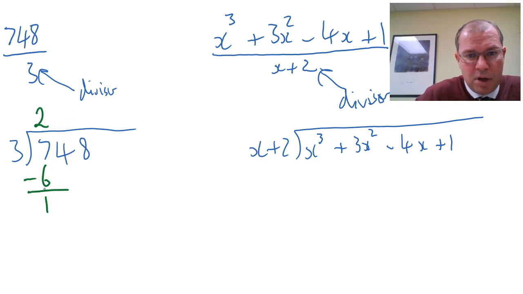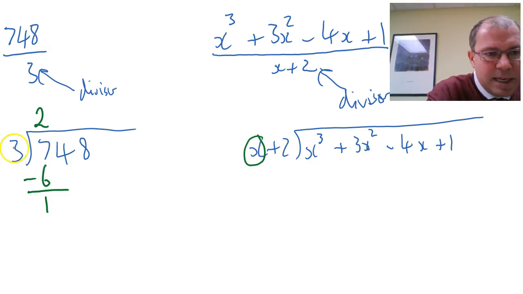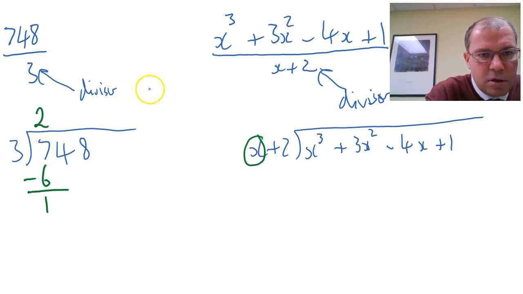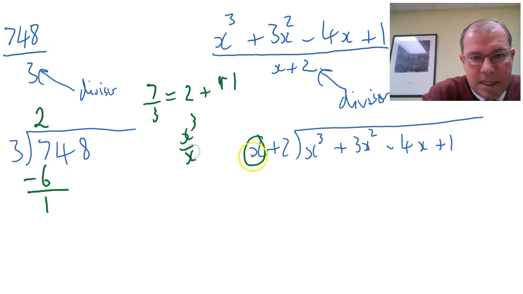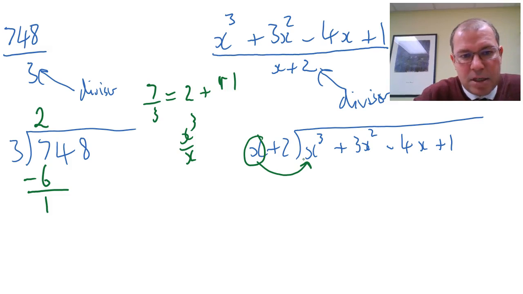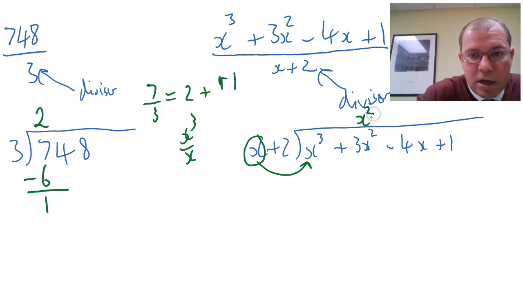Let's do the same on the right hand side with algebra. It's identical. You take the highest degree here, x, and just like we did, how many times does 3 go into 7? It goes in 2 times, and the remainder is 1. And we do x cubed divided by x. How many times does x go into x cubed? It goes into it x squared times.